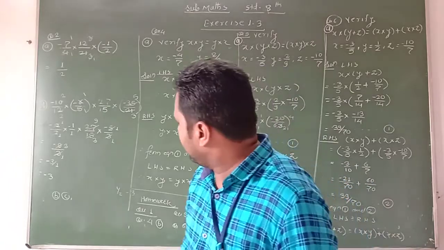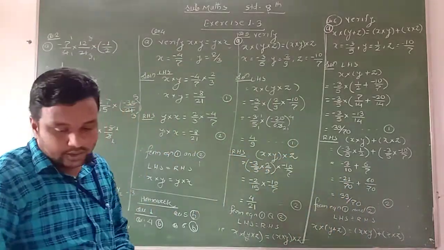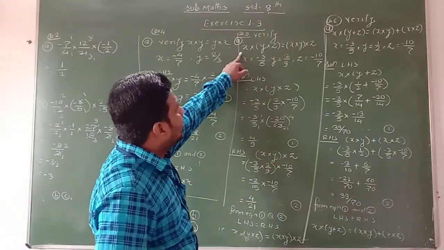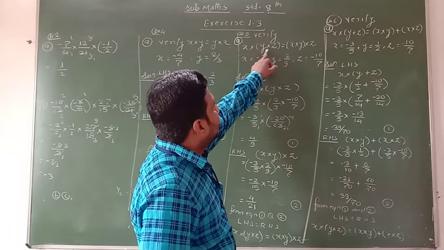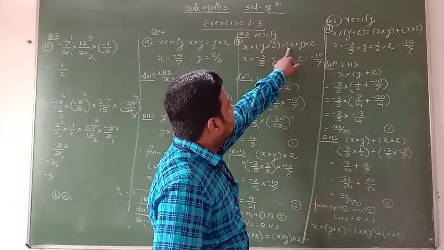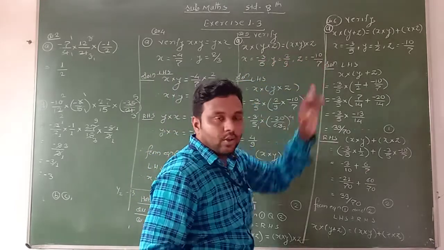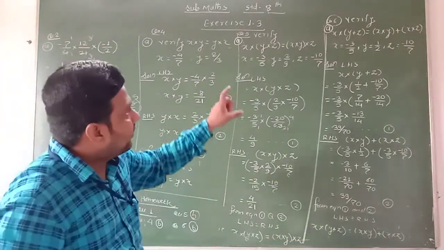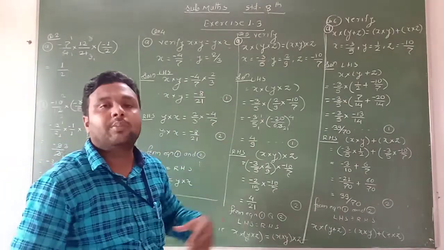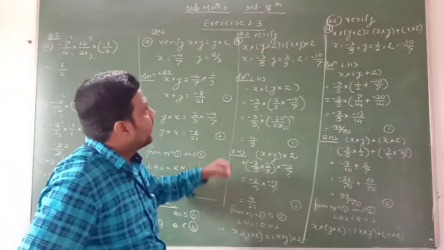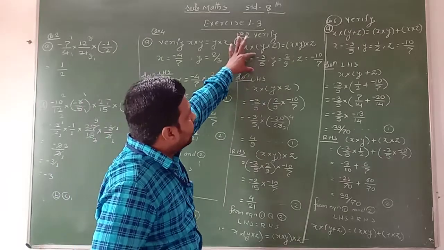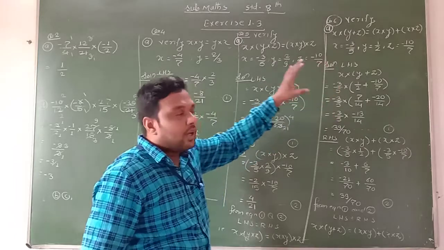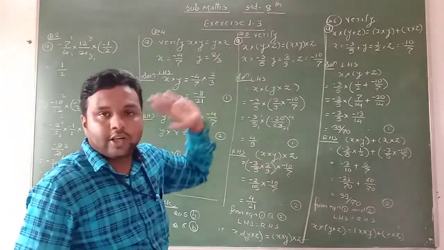Then see question number 5. Question number 5 is given, verify the property. This property is given: x into (y into z) is equal to (x into y) into z. Only the position of the bracket changes in this product. And we know that this is the associative property for the multiplication of rational numbers, for the value of x is equal to minus 3 upon 5, y is equal to 2 upon 9 and z is equal to minus 10 upon 7. For the given rational numbers, here we have to verify the property.